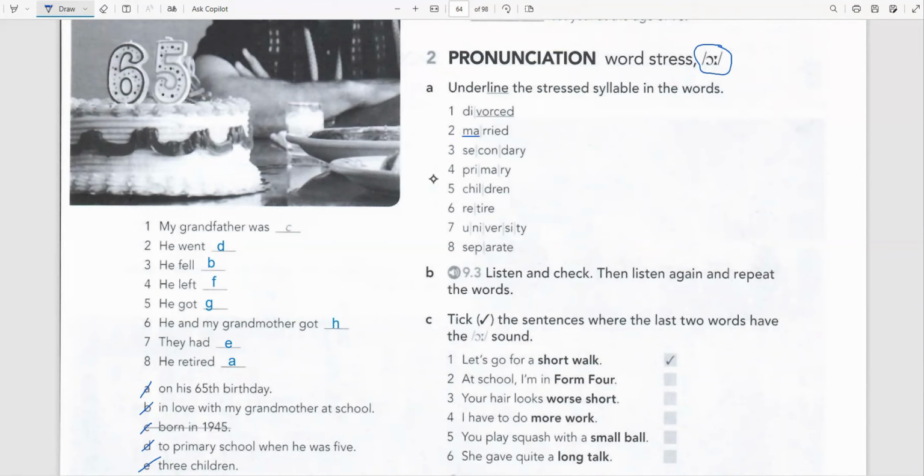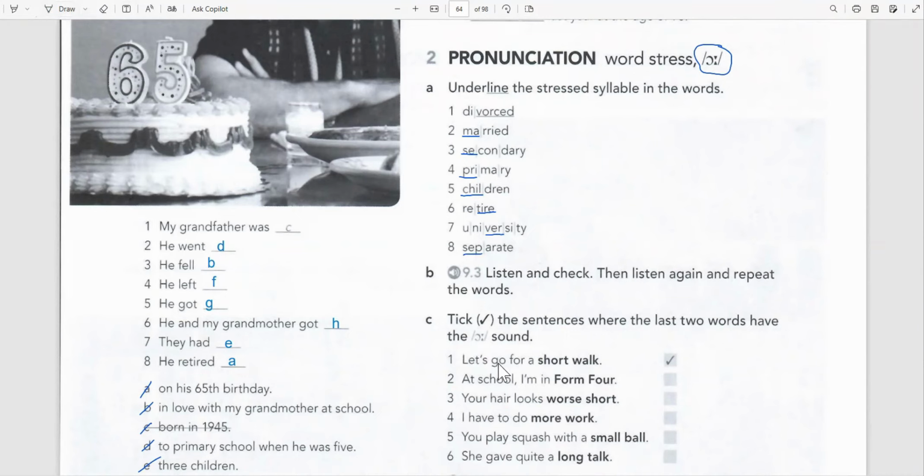The stress is on the first syllable, guys. Married. I'm not saying married, right? Married. And then the 3 is secondary. Secondary. So again, the first syllable. Primary. Primary, first syllable. Number 5, children. Children, first syllable. Retire. Retire. You see the second syllable is higher than the first syllable. Retire. Now 7, university. University. Number 8, separate. Separate. So it will be the first syllable. So we're going to double check.